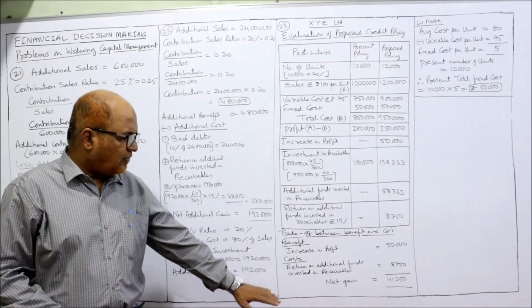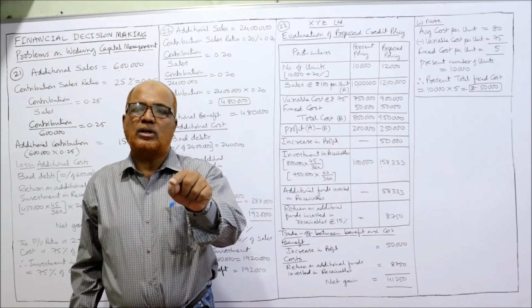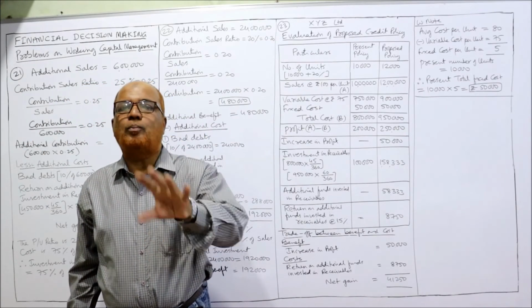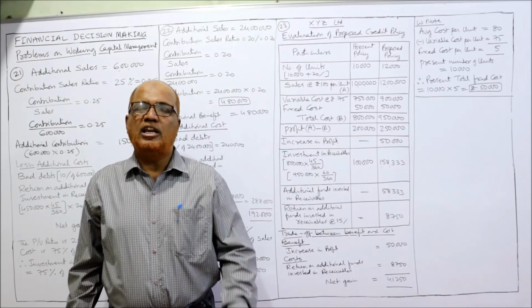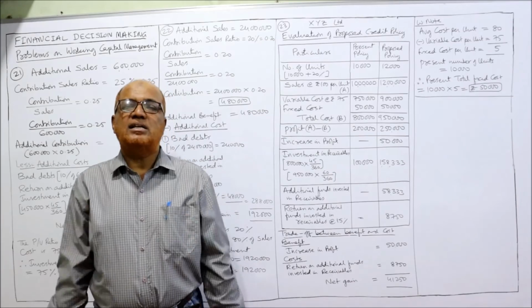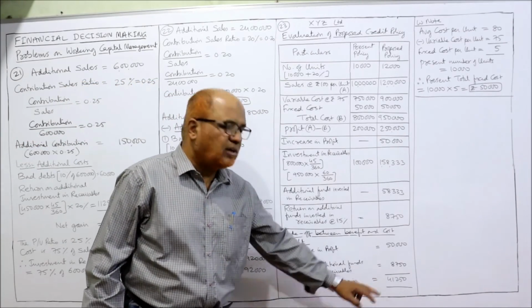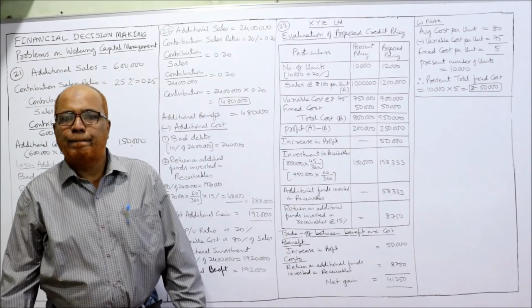So ultimately, after completing the solution, you should write the conclusion. It is suggested to the company to implement the new credit policy of 60 days, because the company is going to get a net gain of 41,250. That's all.